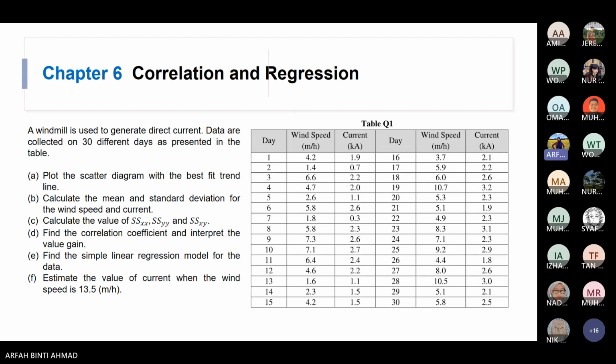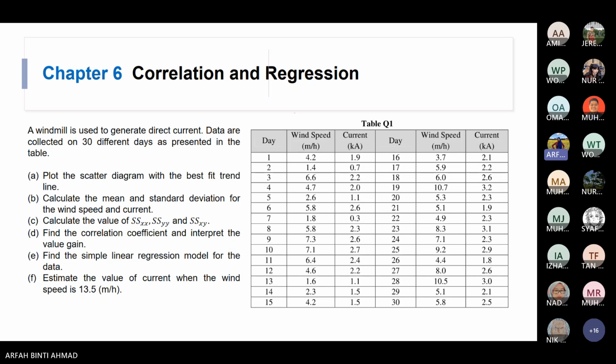A windmill is used to generate direct current. Data are collected on 30 different days as presented in the table. The first question wants you to plot the scatter diagram with the fitted trend line, calculate the mean and standard deviation for the wind speed and also the current, calculate the value of SSX, SSY and the sum of squares of XY, find the correlation coefficient and interpret the value. Find the simple linear regression model for the data and then estimate the value of current when the wind speed is 13.5 miles per hour.